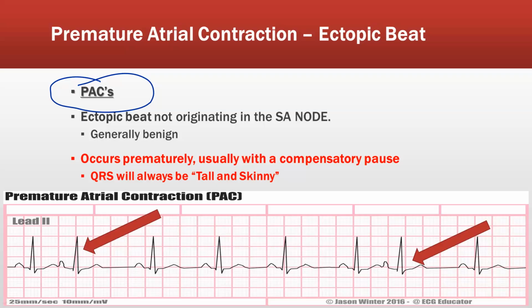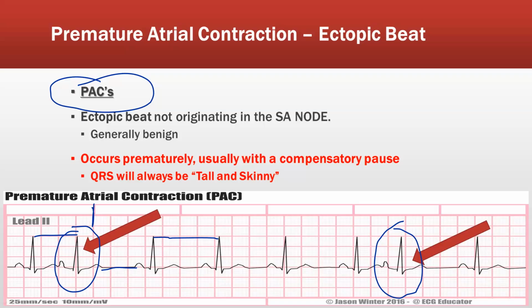But what I do notice is when I compare this R to R, which is roughly 3 3/4 of a box, to this R to R, which is roughly 2.5 boxes, this complex and this complex came earlier than I would have expected. So what I'll do is I'll mark here, this is kind of where I thought the beat should come, and then you have a compensatory pause.